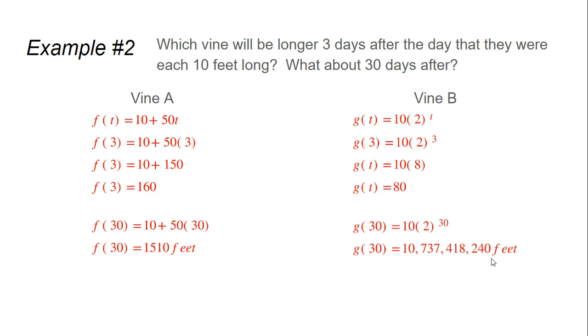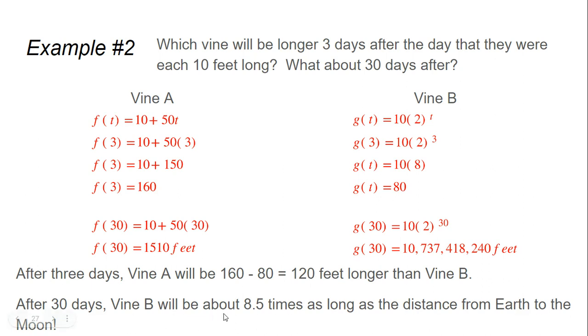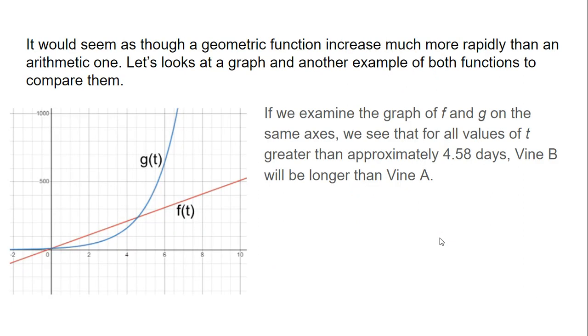It's going to be about 10 billion feet long. So after 3 days, vine A is actually going to be about 120 feet longer. But after 30 days, vine B will be about 8.5 times as long as the distance from Earth to the moon. This is very, very long. That is a tremendous distance.